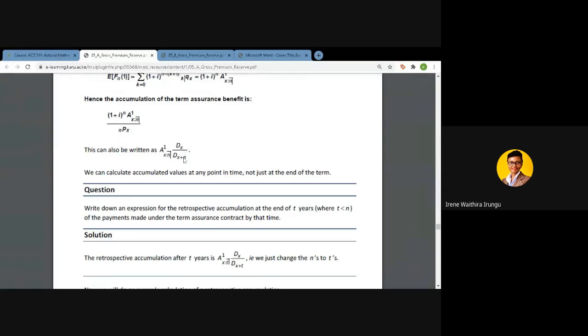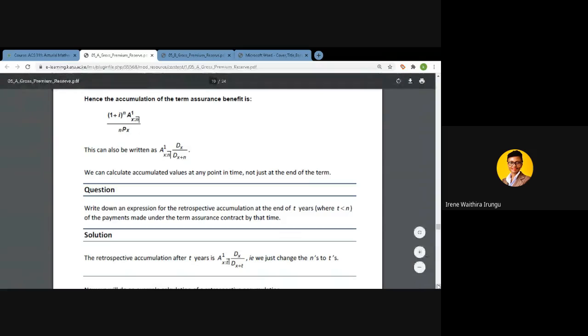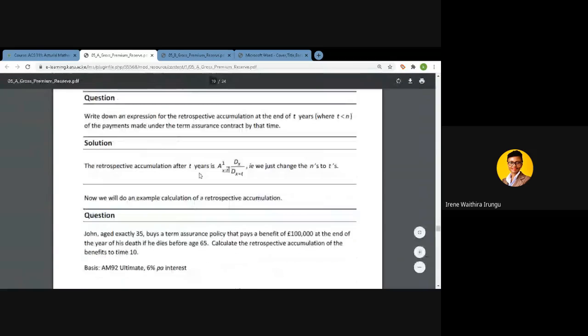In this case, because we're looking at the retrospective accumulation at the end of t years, where time t is less than n, considering an n-year term assurance contract, it simply means that the retrospective accumulation is equal to this as our amount.